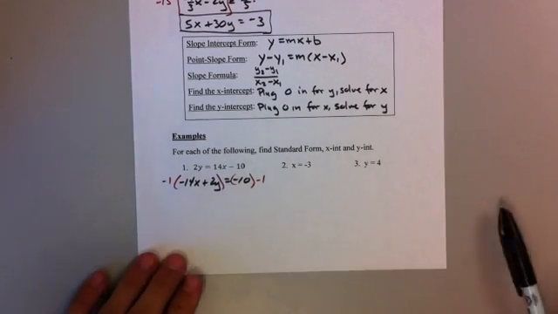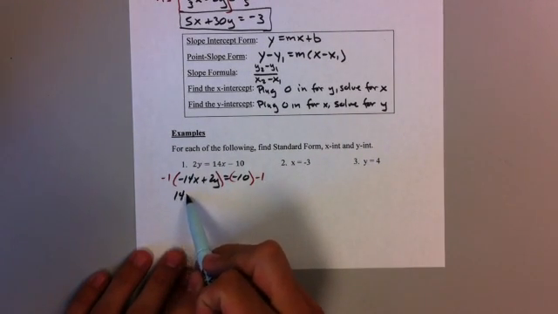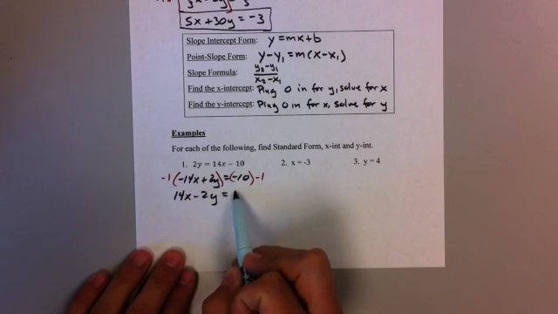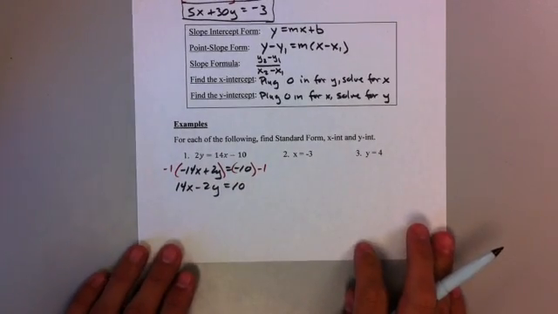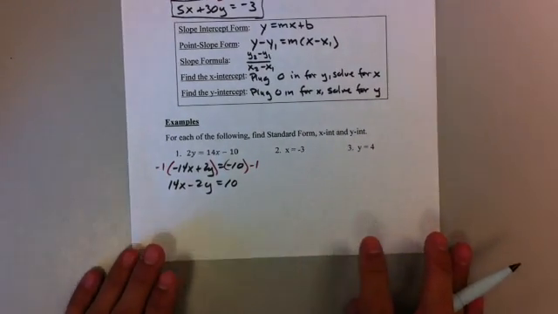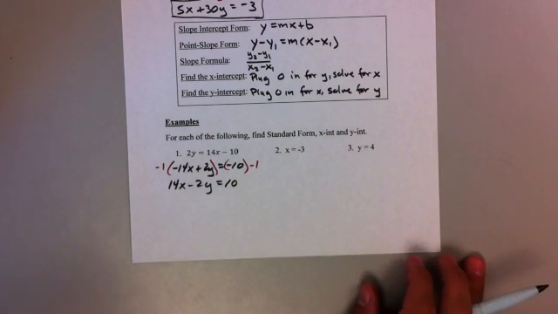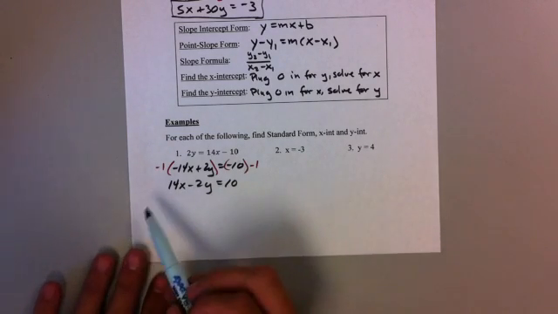And so I get 14x minus 2y equals 10. So now it's in standard form. And the nice thing about standard form is it makes it very easy to find x and y intercepts.